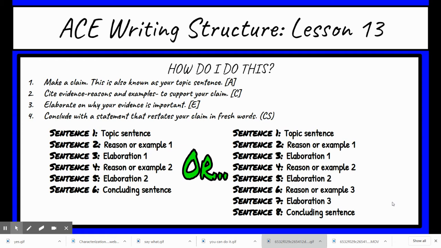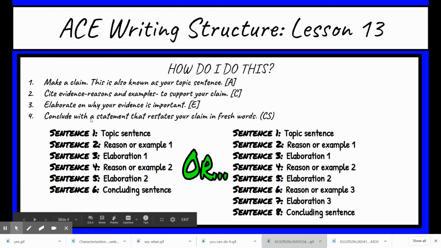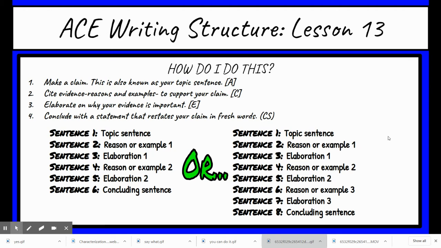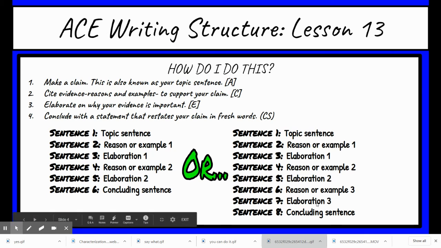So if you're looking at a 6 sentence paragraph, it's going to look like this over here. You're going to have sentence 1 through 6. Sentence 1 will be your topic sentence. Sentence 2 will be your reason or example number 1. Sentence 3 is your elaboration to go with your reason number 1. Then you're going to give sentence 4, which will be your second reason or example. Sentence 5 will be your elaboration for that reason or example number 2. And finally, you're going to have a concluding sentence. If you want to expand this into an 8 sentence paragraph, you simply just need to add one more reason and one more elaboration to go with that reason.